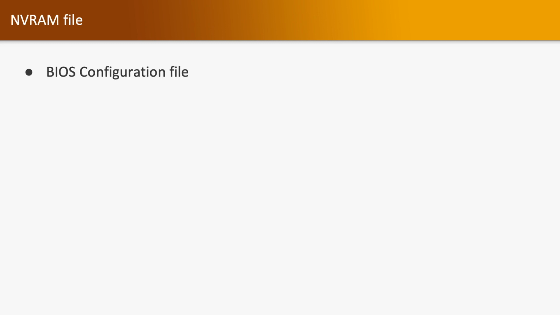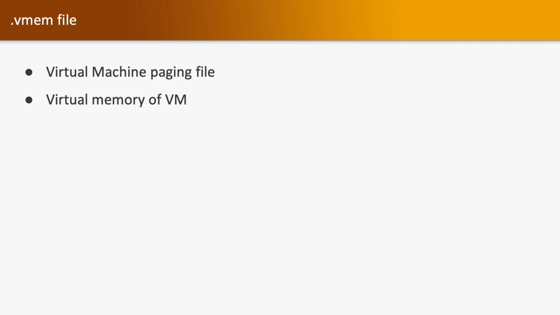NVRAM. NVRAM is a BIOS configuration file. It is the same as what you have in your laptop's BIOS console. So NVRAM keeps the BIOS configuration. .vmem file. It is a virtual machine paging file. Like the page file in a Windows environment, it also exists in a virtual machine with the name .vmem, and it can be used during memory contention.